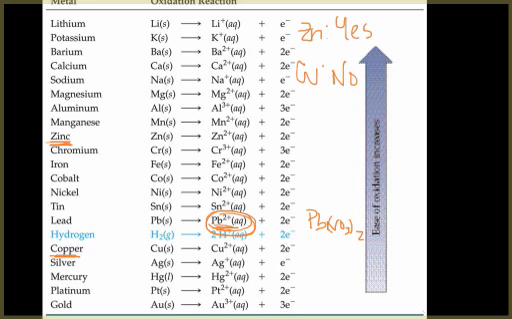Last example is iron. So here's iron. Lead is below it. So for iron, Fe, that would be yes. So again, for a reaction to occur, the metal has to be above the metal ion. Zinc was a yes because lead was below it. Iron was a yes because lead was below it. Copper was a no because lead was above it.